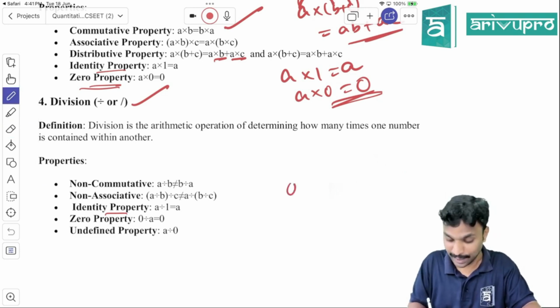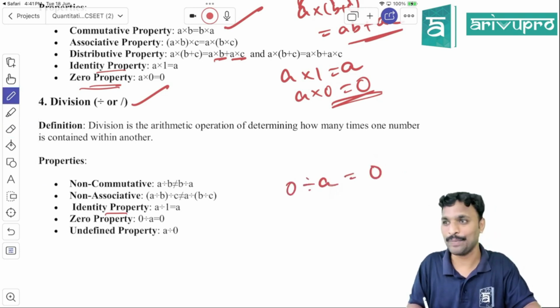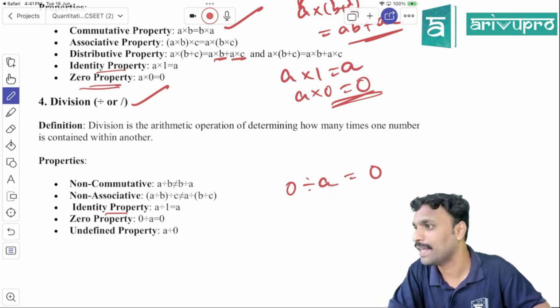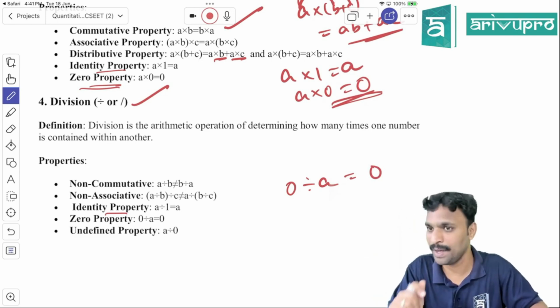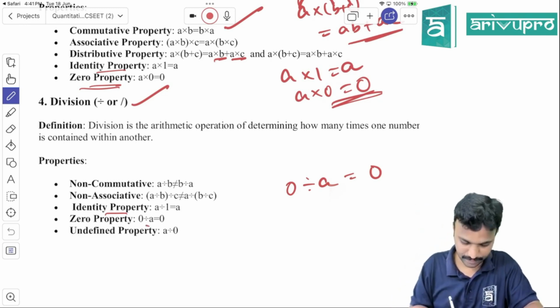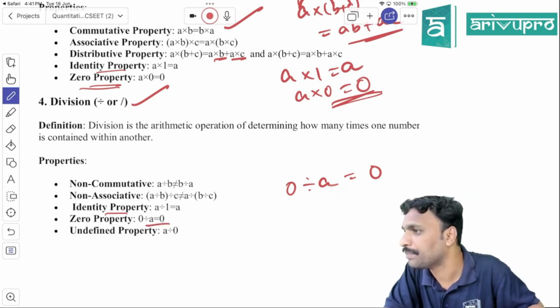But 0 by a number is 0. 0 by a number is 0. But number by 0 is not defined. Number by 0 is not defined. 0 by a number is defined. Clear?